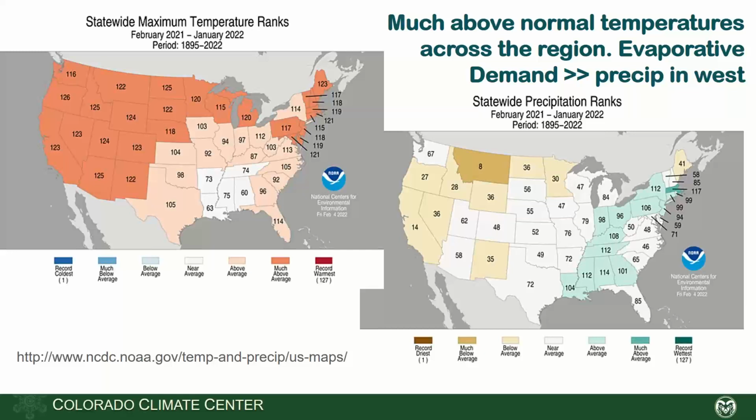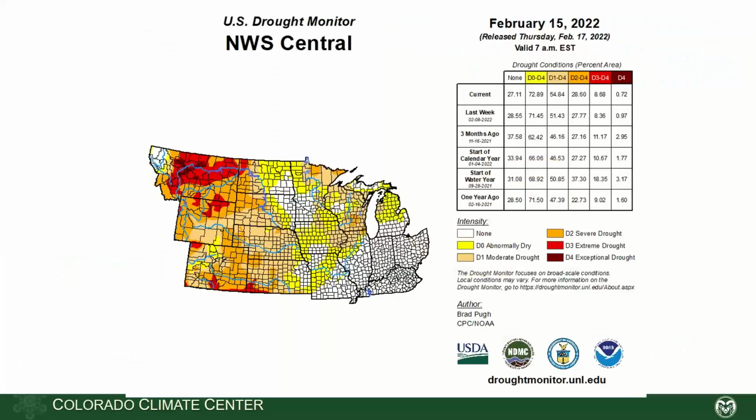So if we look up in Montana, we see that Montana is 8th driest year on record from February of 2021 through January of 2022. And the warm conditions last summer are also problematic in areas experiencing drought, because when things are warmer, you tend to lose the moisture that's in the soil more quickly.